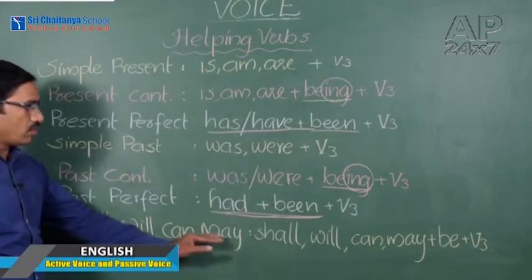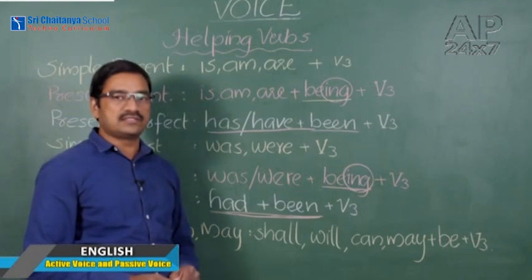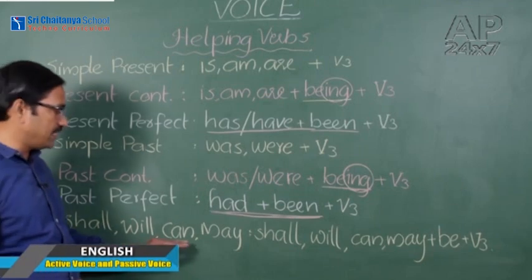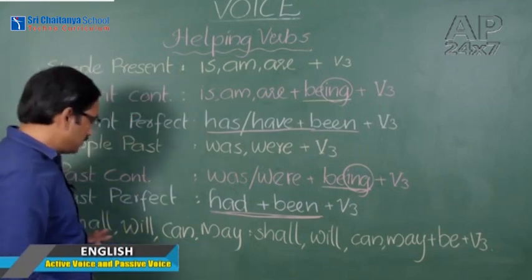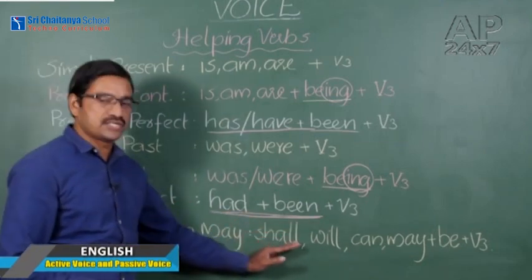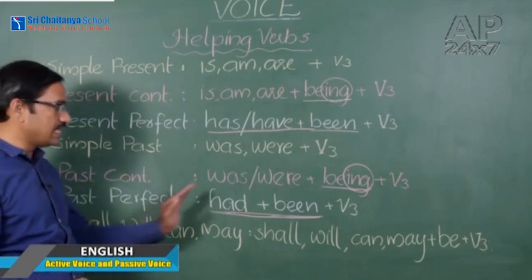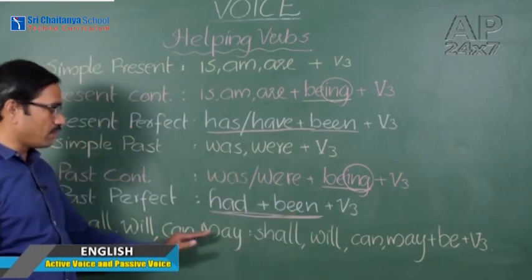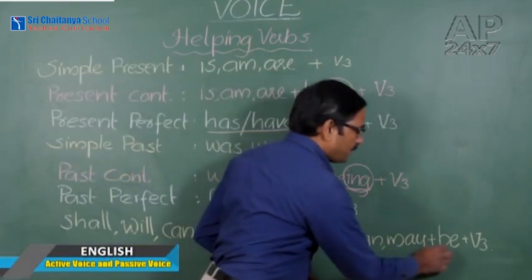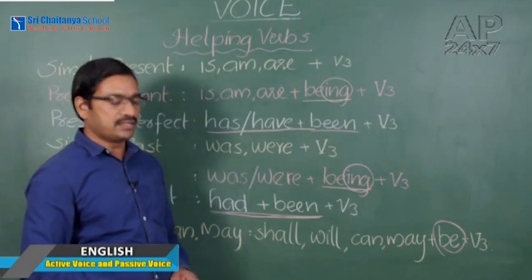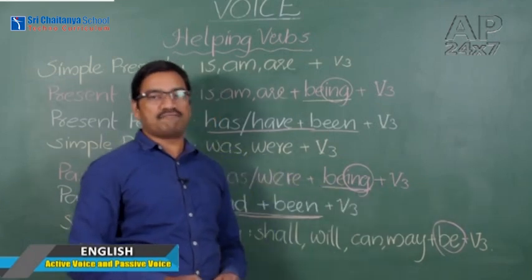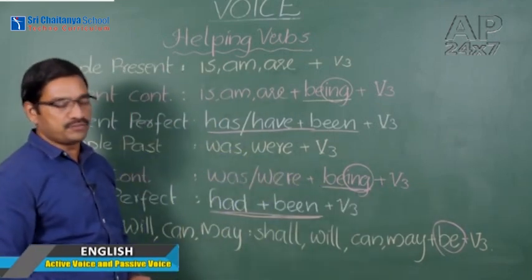Shall, will, can or may. If the given question is in the future tenses, that will be either shall or will, or sometimes it may be given in can or may. One of the same helping verbs will be repeated. If shall is given, it can be shall or will. If will is given, it will be again will. If can or may is given, the same can or may will be repeated along with be plus V3. So shall be, will be, can be, may be plus V3. That is the way we change future into future passive.